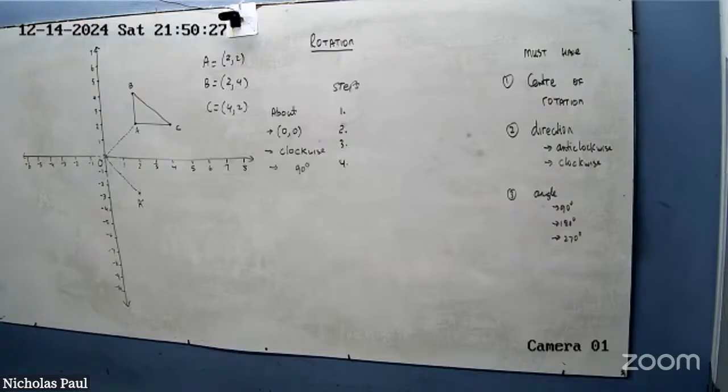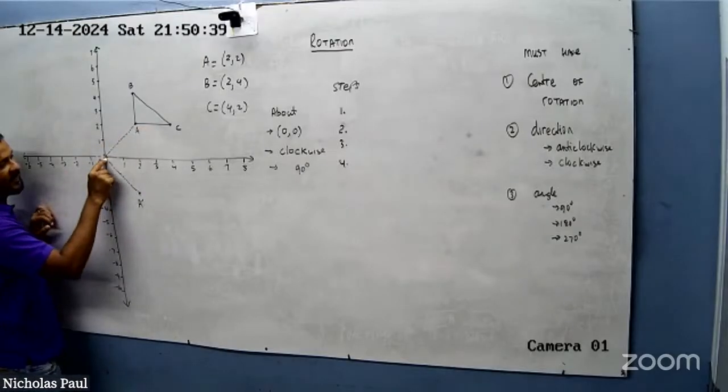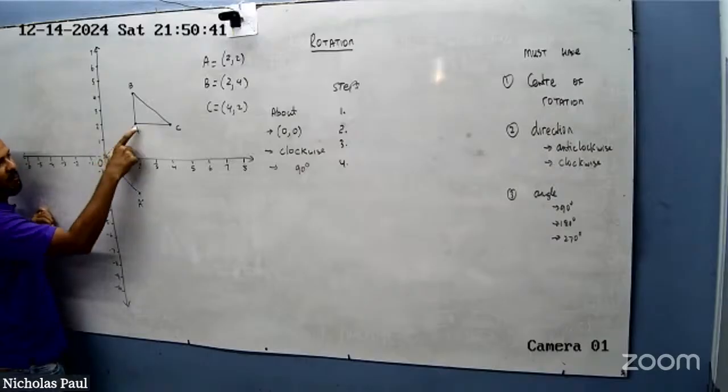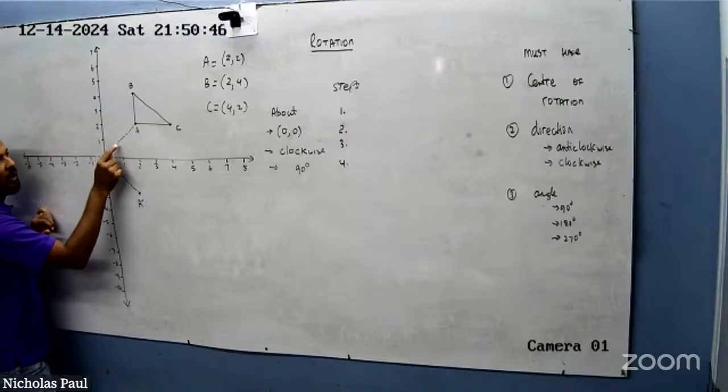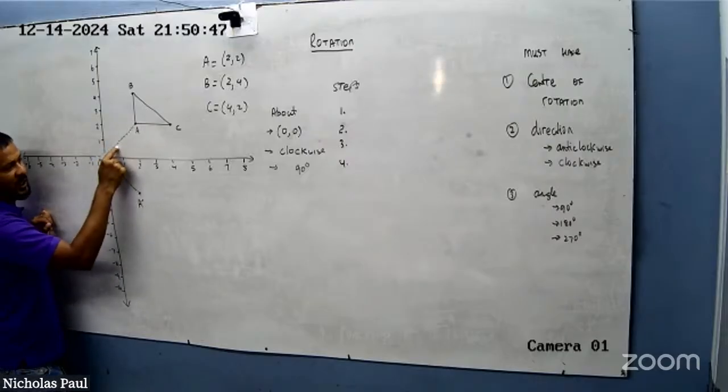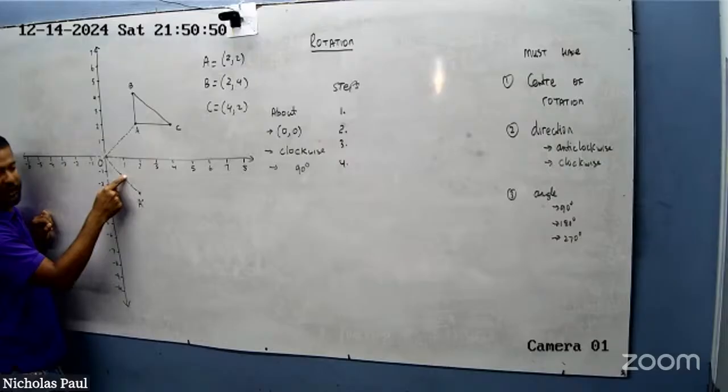Right? You do the whole thing in 4 steps. Your first step is to write the center. Your second step is to measure the length OA. Your third step is to, using the line OA, measure 90 degrees in a clockwise direction.